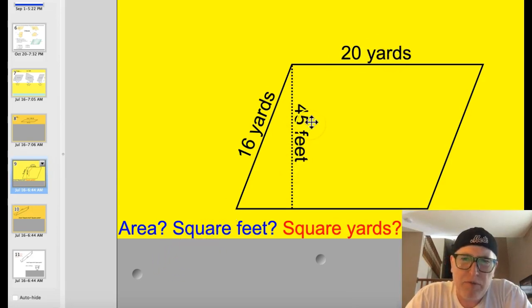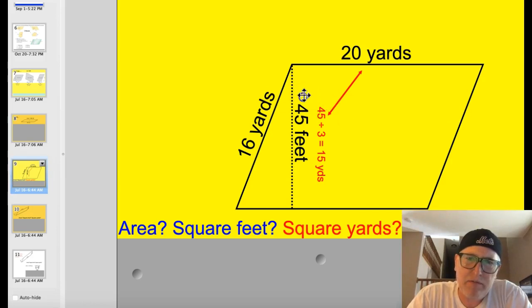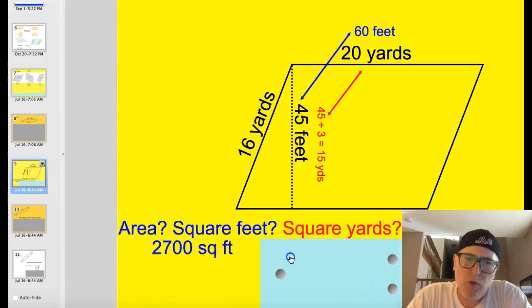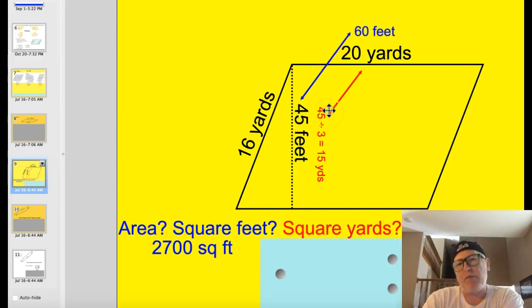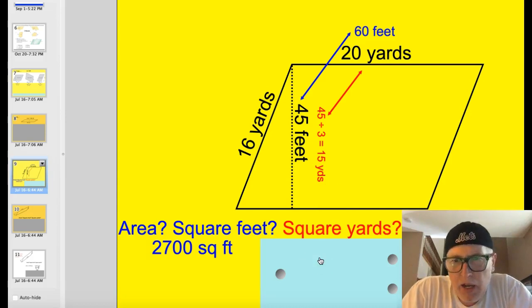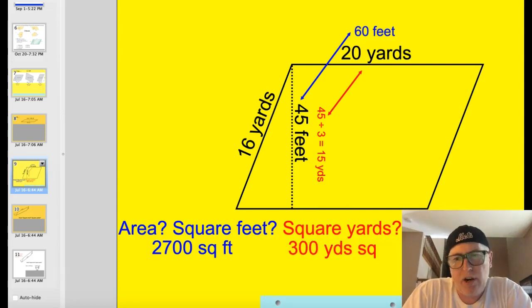So if you think about it in terms of feet, this would be 45 feet times 60 feet because we have to convert the 20 yards. We're going to do 45 times 60, and we would get 2,700 square feet. But if we're going to figure out yards, we have to divide this one by 3 to get the yards. So then we're going to have 20 yards times 45 divided by 3, or 20 times 15, which is 300 square yards.